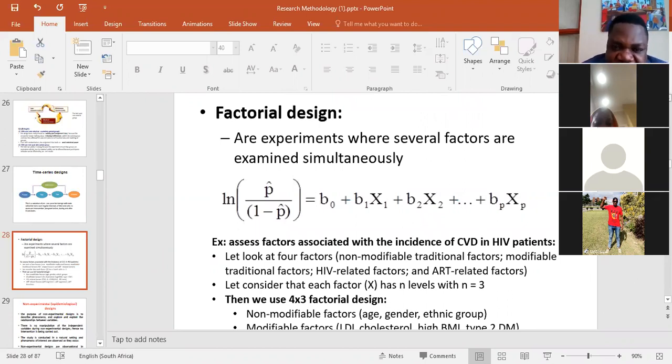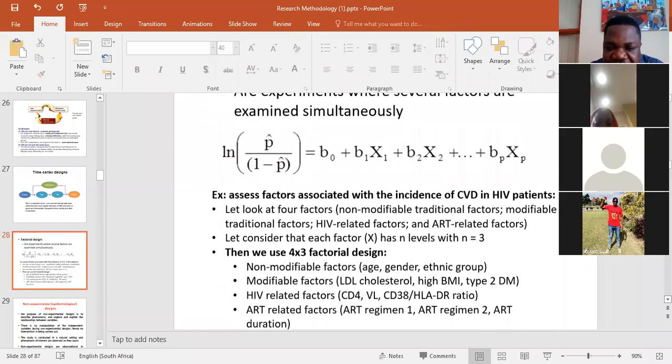Then we have another experimental design. It's what we call factorial design. Factorial designs are experiments where several factors are examined simultaneously. You have several factors that are involved. This is a study like the one we are doing with Urgent, one of my PhD students. He is using a factorial design, trying to come up with a mathematical model to predict hypertension, you know, in HIV positive patients. So the incidence of cardiovascular diseases in HIV infected patients.